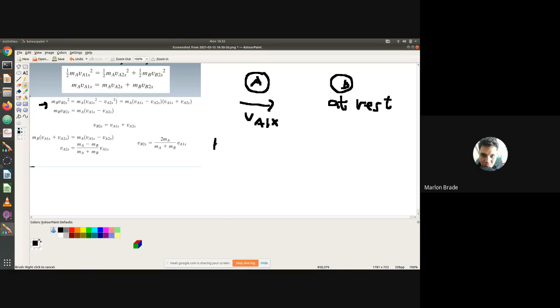So I will get MB VB2x squared, and I get this one. I multiply by 2 on both sides, then transpose to the other side, so I get MA.